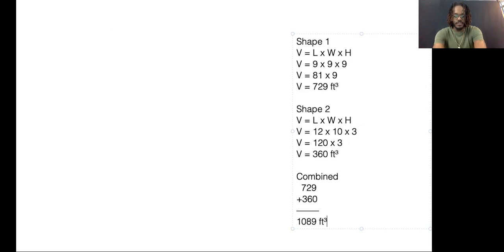5 times 10 is 50. Bring down the times 5. And then 5 times 5 is 25. So 50 times 5 is 250 cubic centimeters. Now for the cube, that's a lot easier.